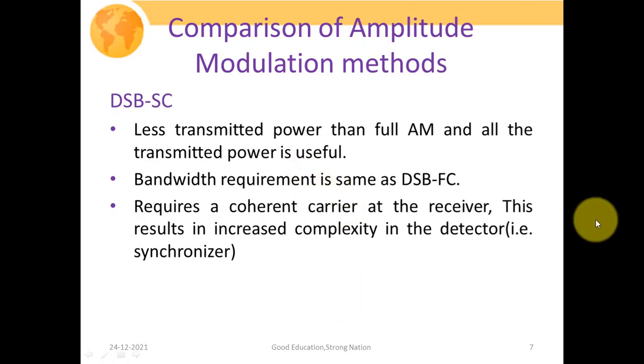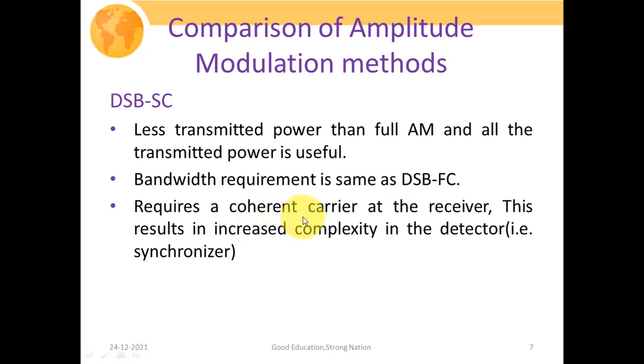So what is peculiar about double sideband suppressed carrier systems? As the name suggests, here we suppress the carrier and pass both the upper sideband as well as the lower sideband. So less transmitted power is needed than full AM, and all the transmitted power is useful, since we are completely suppressing the carrier wave, which contains most of the power of the AM modulated waveform. If we suppress that carrier power, then obviously we need to transmit less power to complete information exchange. The bandwidth requirement is the same as we are transmitting both sidebands, equal to twice of fm.